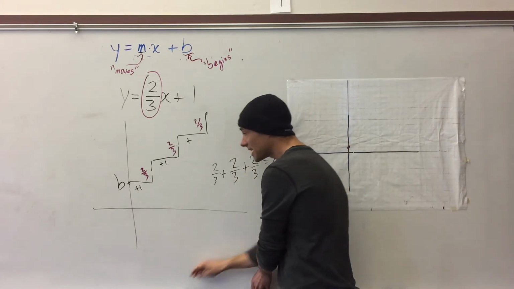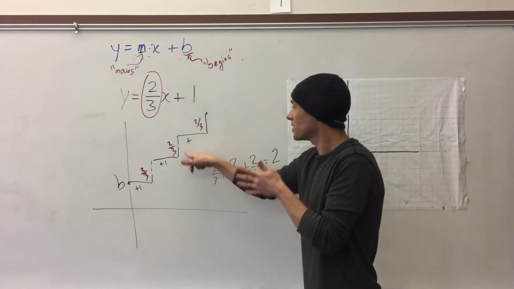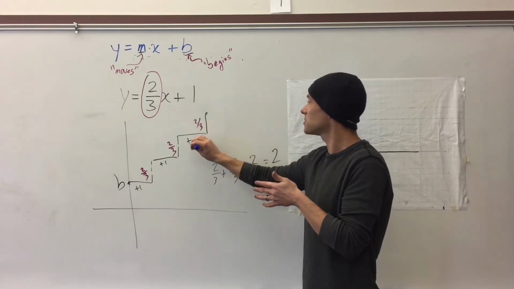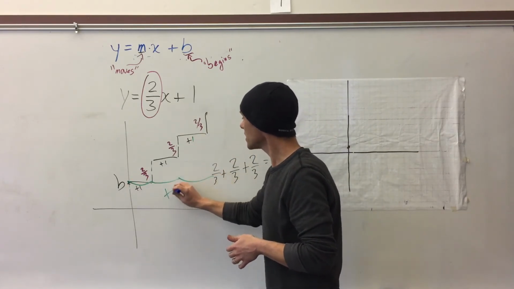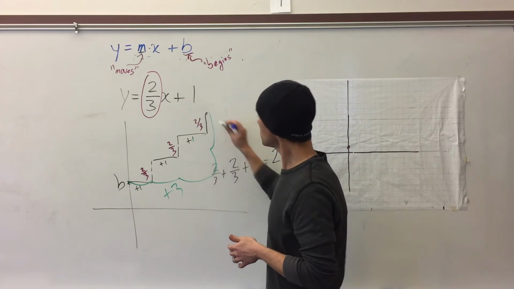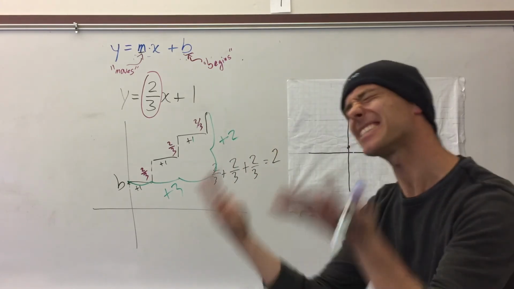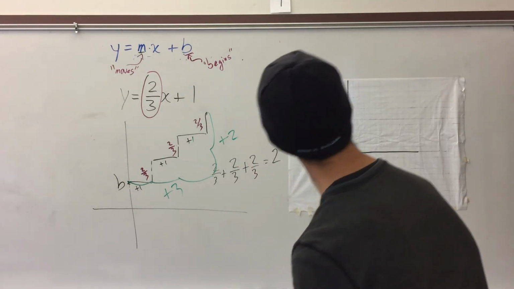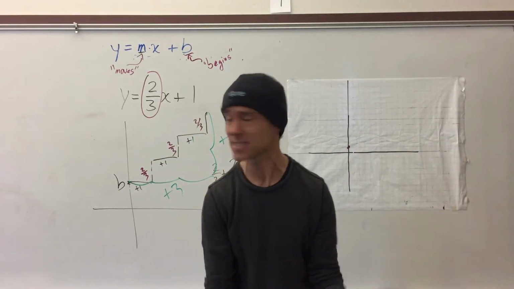And so it turns out that going over 1 up 2/3, over 1 up 2/3, over 1 up 2/3, you can just go over 3 and then up 2, and you'll be in the exact same place. The exact same place. I know what you're thinking.